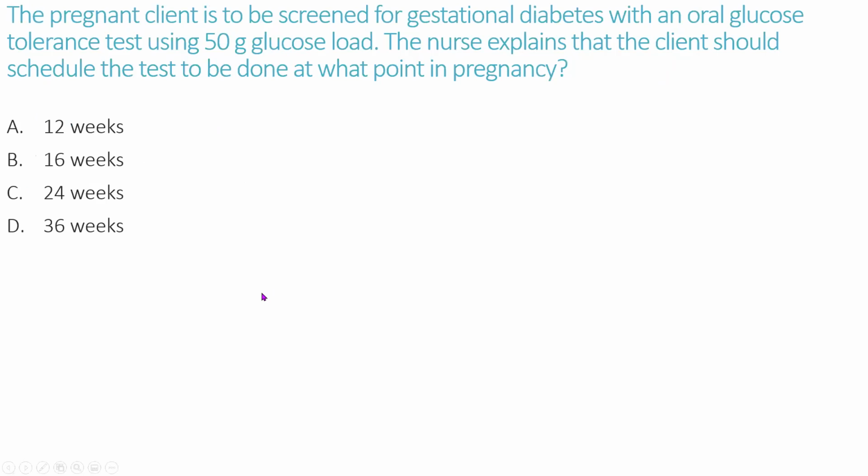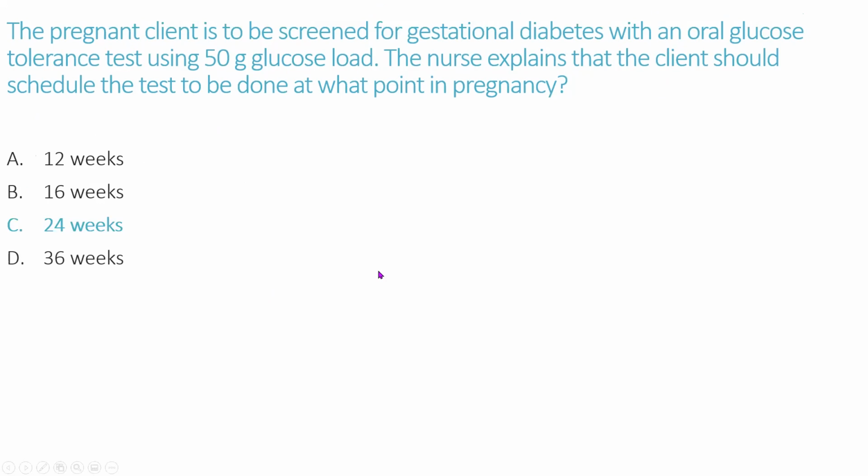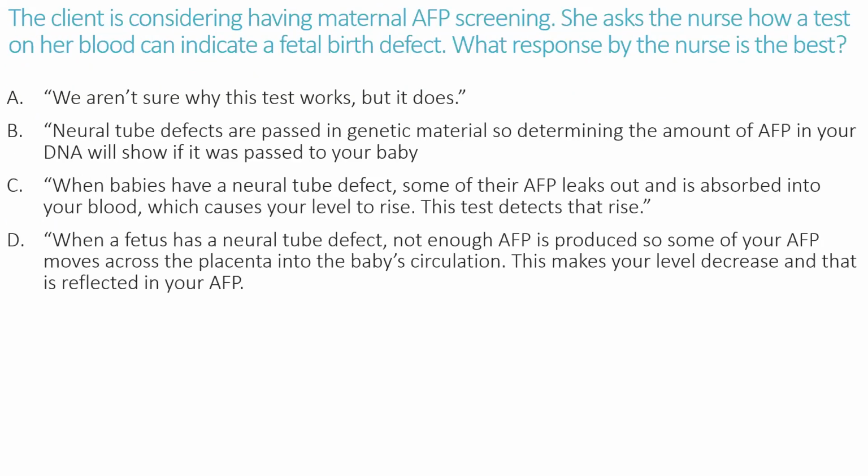Our client is screened for gestational diabetes with an oral glucose test using that 50 gram load. The nurse explains that this should be done at which point in the pregnancy? Yes, you got that right. Let's talk about this now. 24 weeks, okay? And if that wasn't on the slide that we went over for this, I apologize.